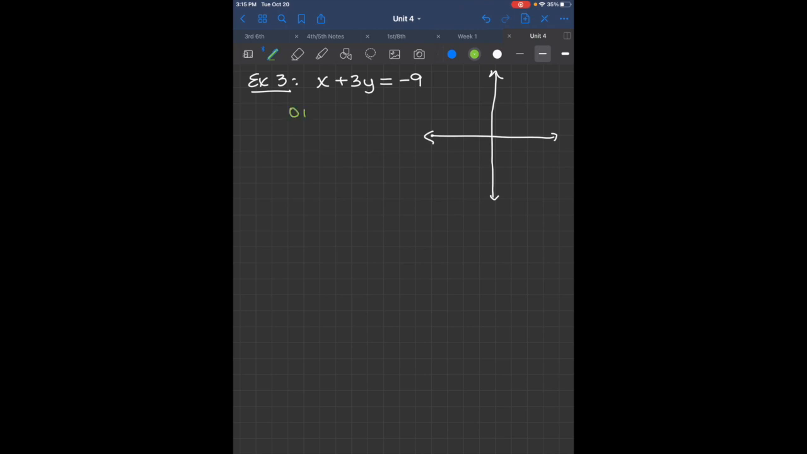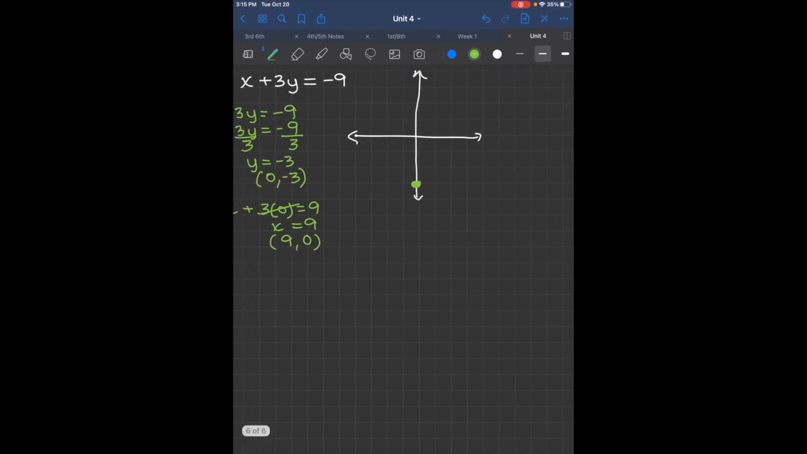So we're going to plug in 0 for x. 3y equals negative 9, so y equals negative 3. So that's the coordinate 0, negative 3. Plug in 0 for y, and we get x plus 0 equals negative 9. Uh-oh, that's supposed to be negative 9.